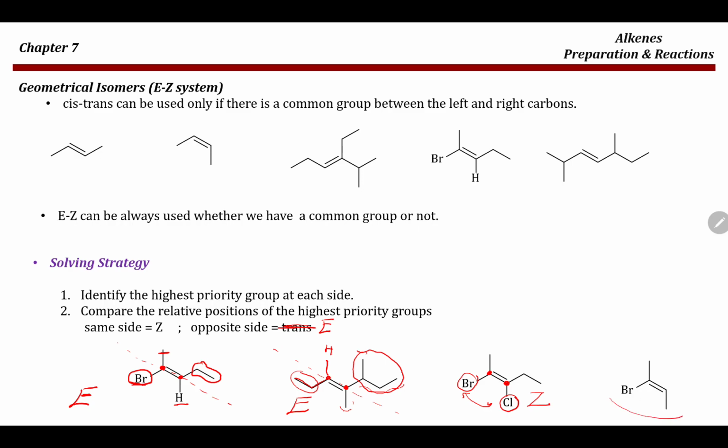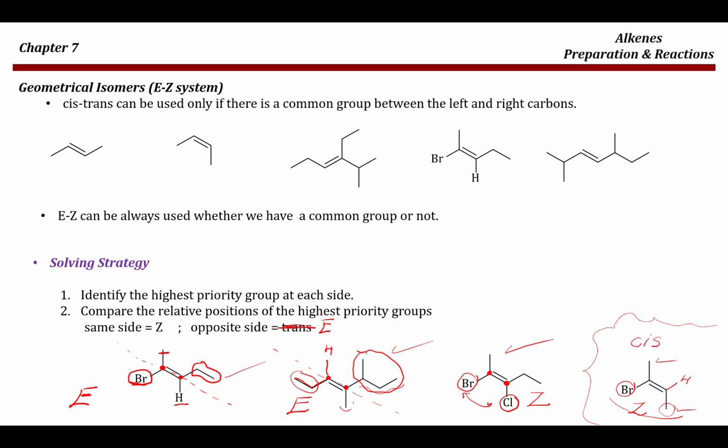Now, in this system here, again, choosing the highest priority group, Br on the left side, and here we have, remember, an H and a CH3. CH3 is the highest priority group, this is E. Now, someone might say, but we do have a similar group. So we have a methyl here and a methyl here. Yes, that's fine. So this is Z, and this is also cis. So for this specific example, using cis trans is correct, and using EZ is correct. So both are correct. Whereas for this, and this, you can only use E and Z. You cannot use cis trans. Why? Because we don't have a common group.